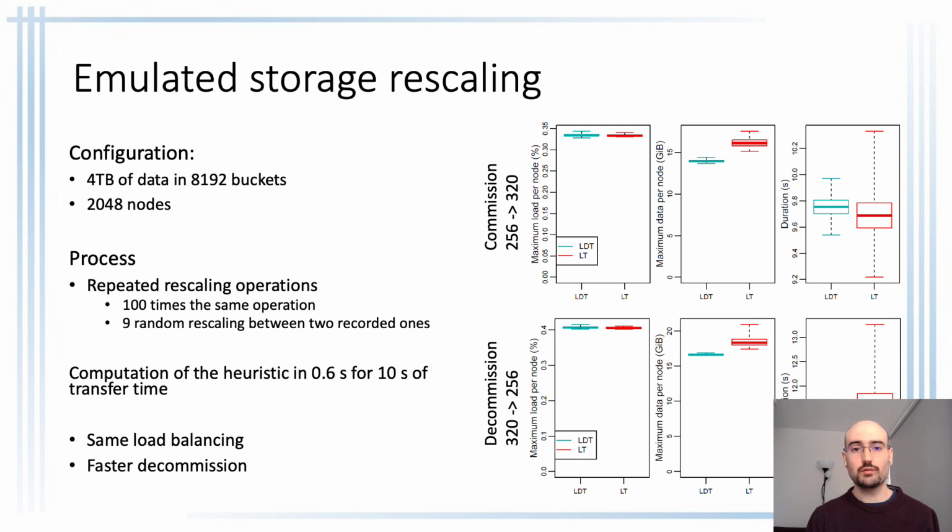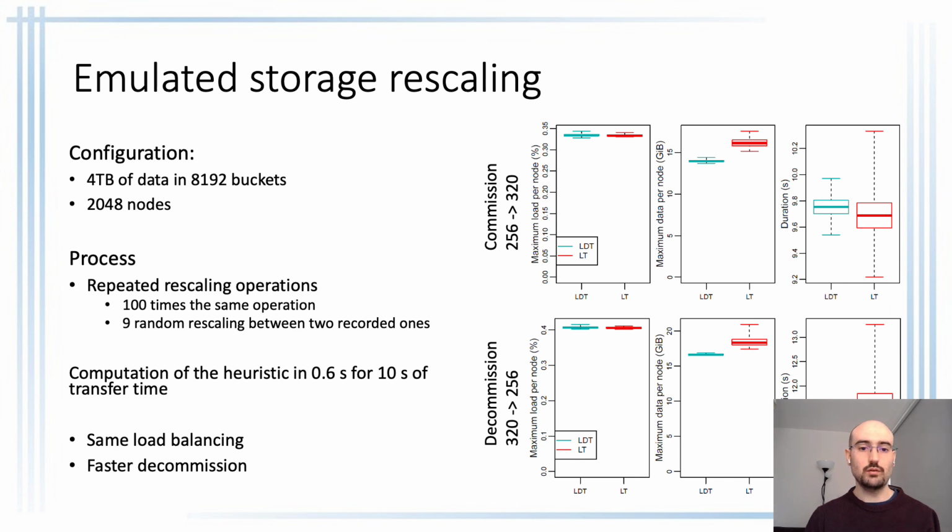In this first experiment, we aim to evaluate the heuristic itself, so no data transfers are actually done. We simply estimate the time it would take to do them. We are looking at two operations, the commission of 64 nodes to a cluster that has originally 320, and the associated decommission. In between two such operations, we do 9 random rescaling that reshuffle the buckets between the nodes. We compare two strategies, LT in red, that only optimizes for speed and load, and LDT in blue, which optimizes for the three objectives. When comparing the two strategies, we can see they differ most on two aspects.